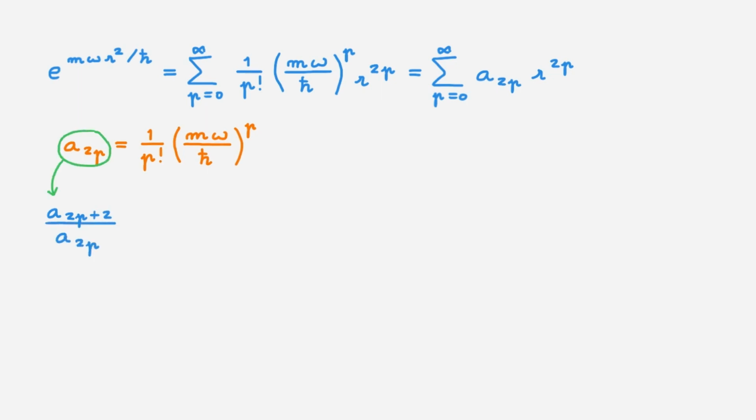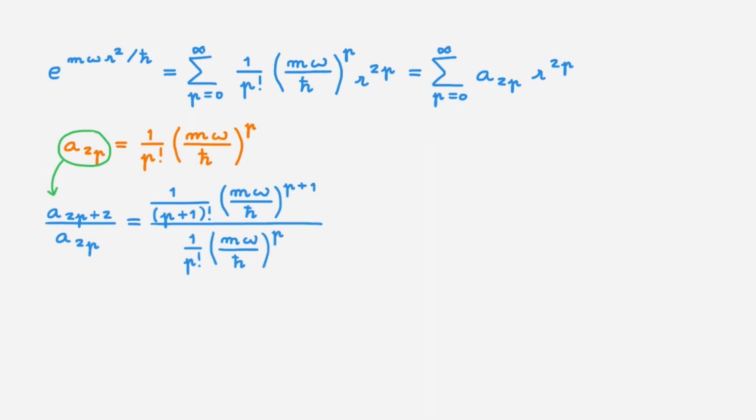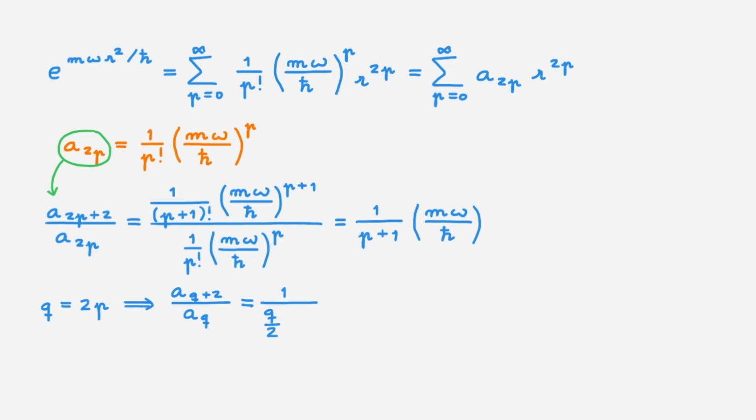Plugging in this definition, we get this for the numerator and this for the denominator. The 2 factorial terms simplify to 1 over p plus 1, and the 2 powers simplify to mω over ħ. You can now probably see where we're going. If we set q equal to 2p, then we can rewrite the ratio as a_{q+2} over a_q, which is equal to this fraction involving q and this factor. Taking the limit of large q, we end up with 2mω over ħ, multiplying 1 over q.